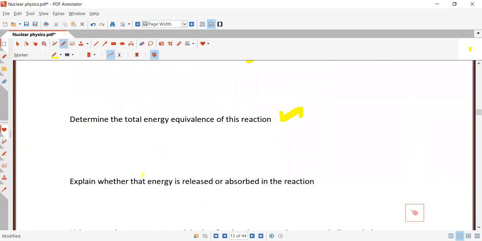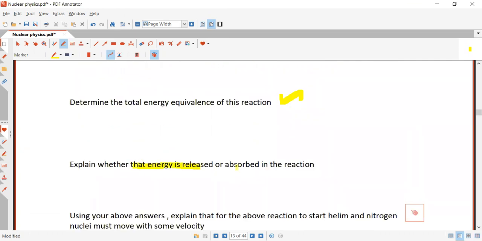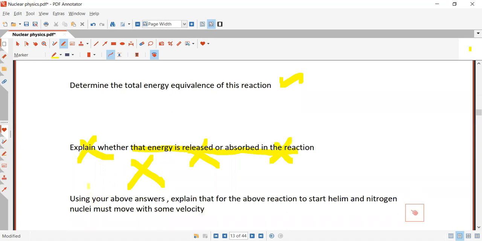And if you are asked to explain whether that energy is released or absorbed in the reaction, sorry, this is not part of the exam. I wrote this question myself. This is not asked in A-levels, right? Yes, this question is going to be asked.